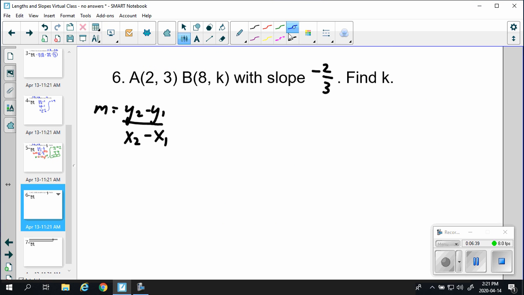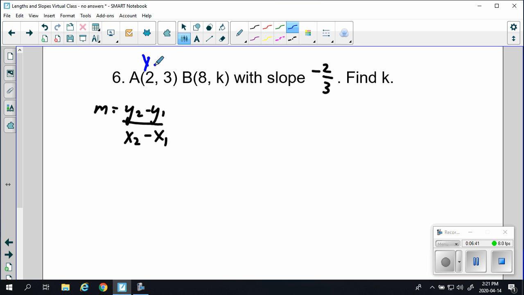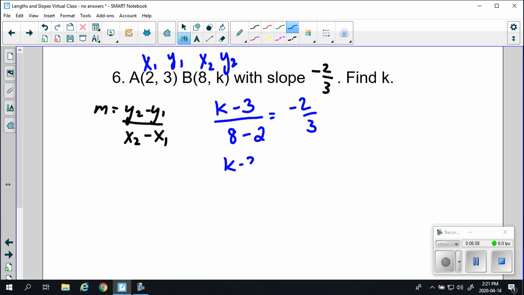So again, in this example, we're being asked to find k. Here's x1, y1. I always label them. Otherwise, I end up plugging the wrong numbers in, and we don't want to lose a mark because of that. So y2 minus y1 over x2 minus x1 is equal to negative 2/3. So k minus 3 over 6 is equal to negative 2/3. Luckily, this time, we have k in the top, so we don't have to worry about that.